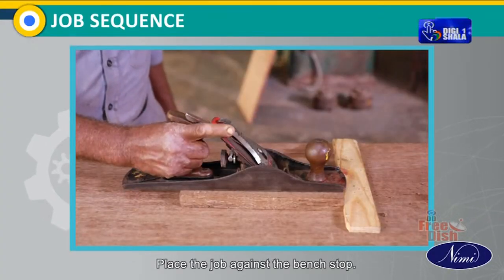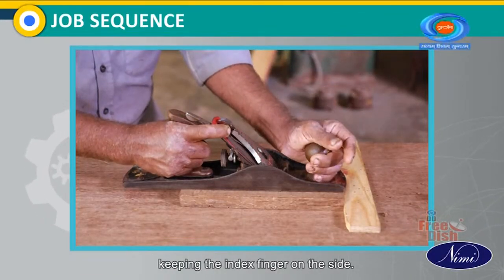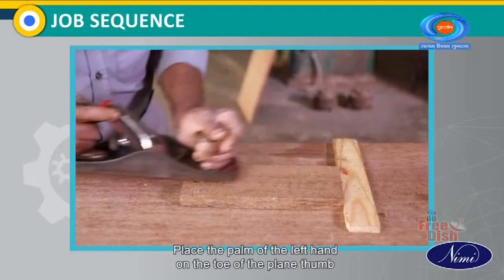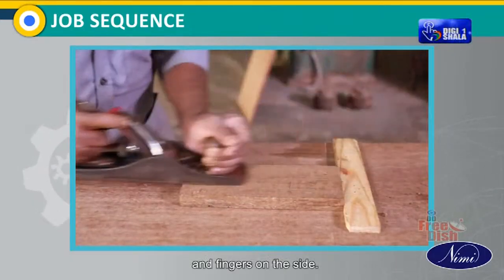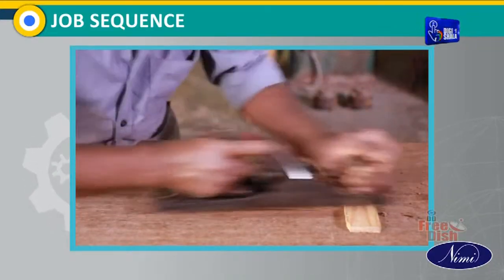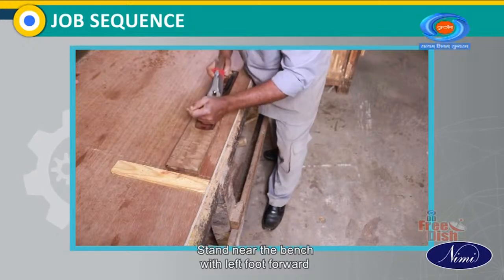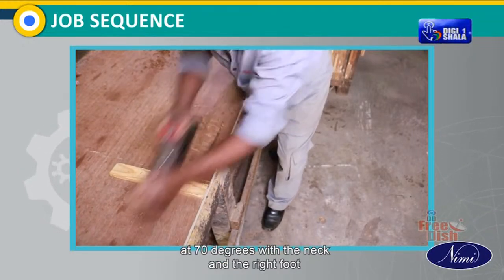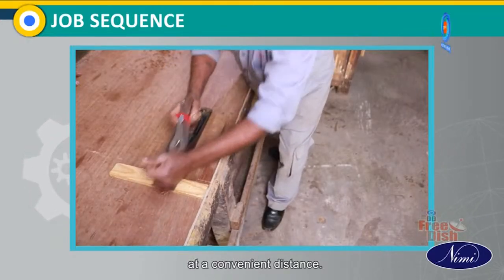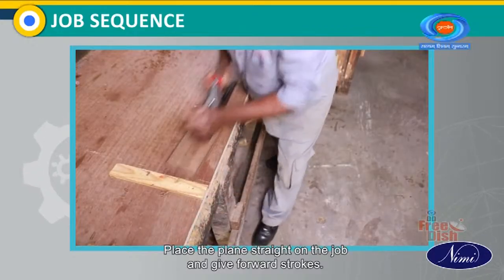Place the job against the bench stop. Hold the plane with the right hand, keeping the index finger on the side. Place the palm of the left hand on the toe of the plane, thumb and fingers on the side. Stand near the bench with left foot forward at 70 degrees with the neck and the right foot at a convenient distance. Place the plane straight on the job and give forward strokes.